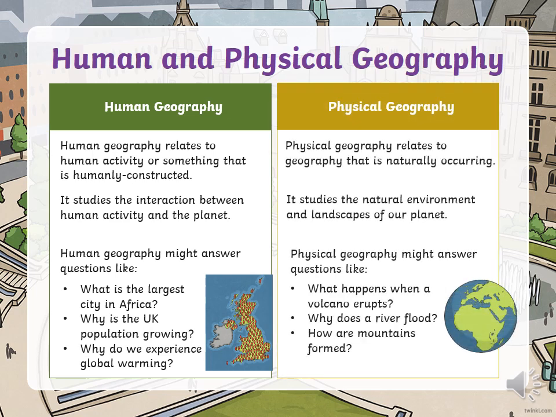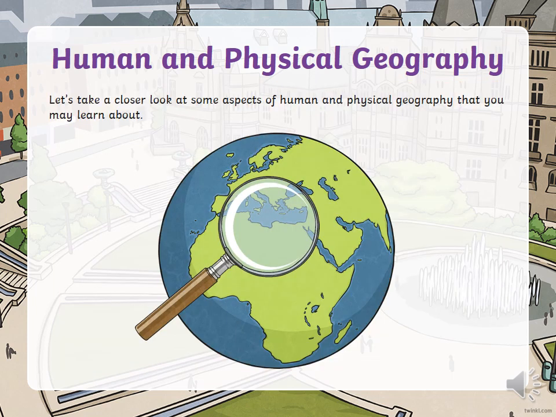Another thing about physical geography is that it's something that's naturally occurring. So it's part of the natural environment and landscapes of our planet. So we might think about volcanoes, rivers, mountains, oceans, all that kind of thing is physical. So we're going to take a little look in this lesson at some aspects of physical and human geography that you might learn about. And then you're going to have an opportunity to look a little bit closer at home and think about, okay, so what is the human and physical geography of England where we live? Because as you know, we're looking at comparing localities.